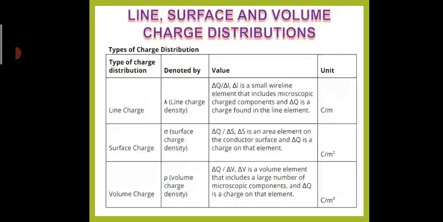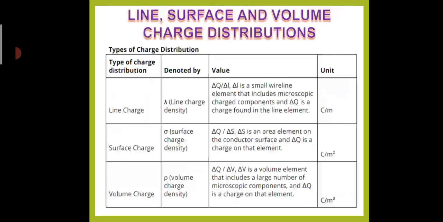Next is surface charge, denoted by rho, surface charge density. Del q by del s, where del s is an area element on the conductor surface, and del q is the charge in that element. Its unit is coulomb per meter squared.